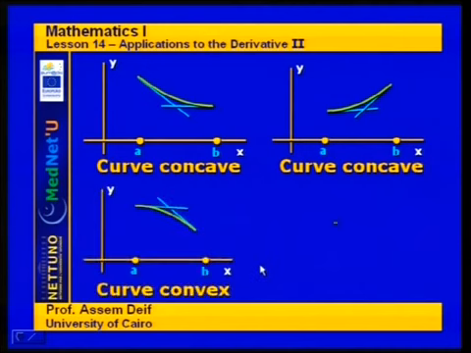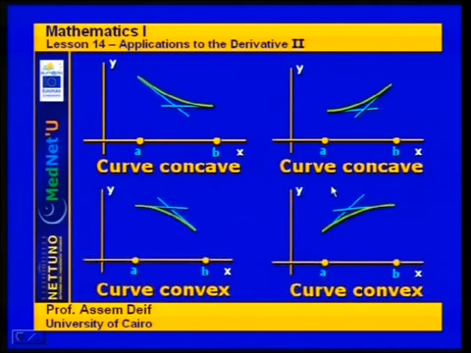So in order to differentiate between concave and convex, they tell you how can you know that this curve is concave or convex? Because actually concavity and convexity applies to the curve, the graph, not to the function. But the function, it's the derivative, which tells you the behavior of such function.